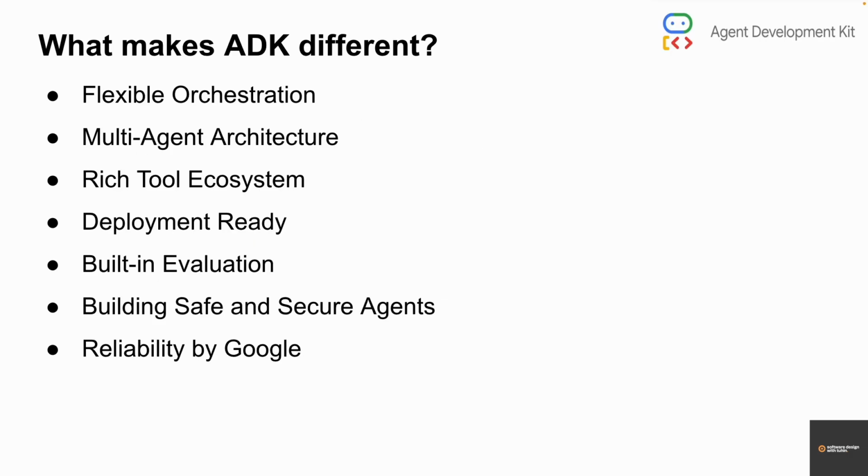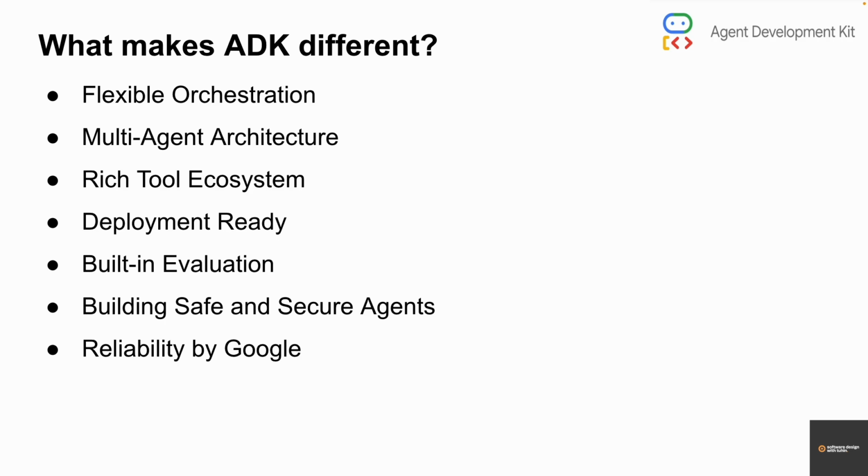Now, what makes ADK different? Flexible orchestration. Define workflows using workflow agents. It can be sequential, it can be parallel, or it can be loop for predictable pipelines, or leverage LLM-driven dynamic routing like LLM agent transfer for adaptive behavior. Then multi-agent architecture: build modular and scalable applications by composing multiple specialized agents in a hierarchy. So it enables complex coordination and delegation.